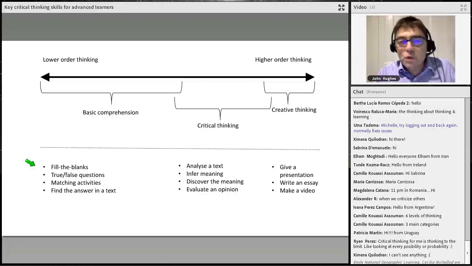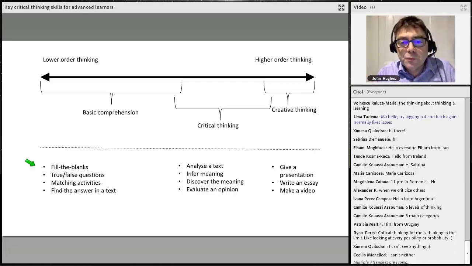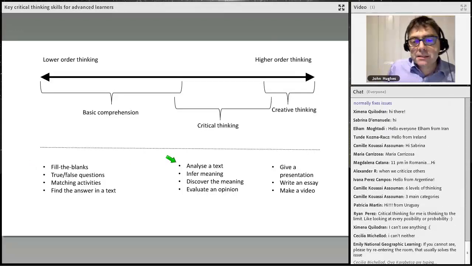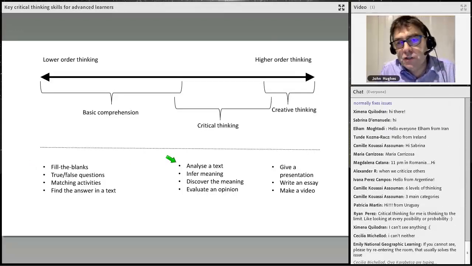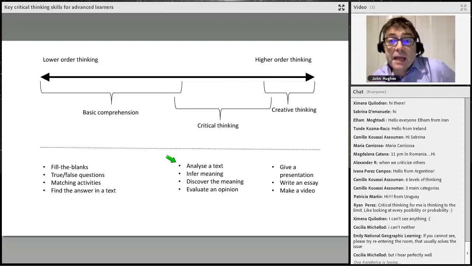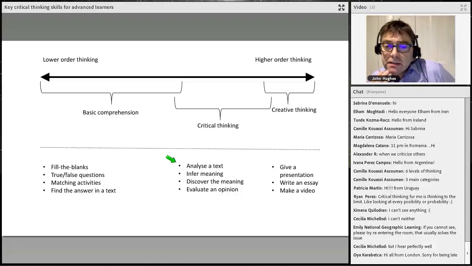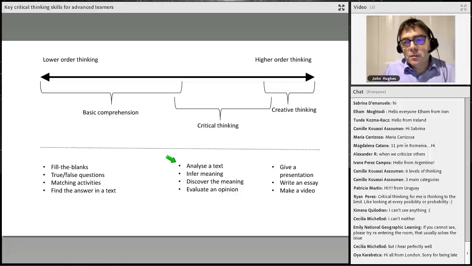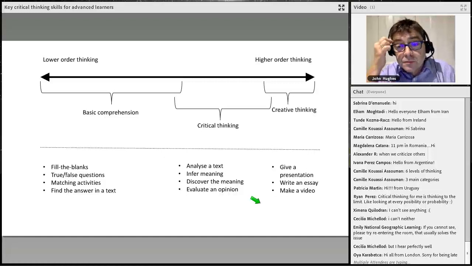If the teacher was developing critical thinking, we would probably see more exercises where the teacher is getting students to analyze a text, maybe a reading text, or they're analyzing sentences. Maybe they're inferring meaning from a text, from a reading or a listening, or we're asking them to discover the meaning to something, or evaluate the author's opinion, for example, or evaluate the opinion of their partner in a discussion, perhaps. So it's those kinds of activities.